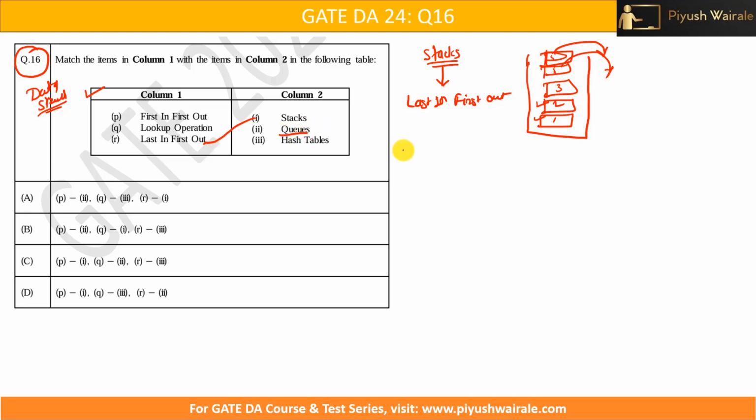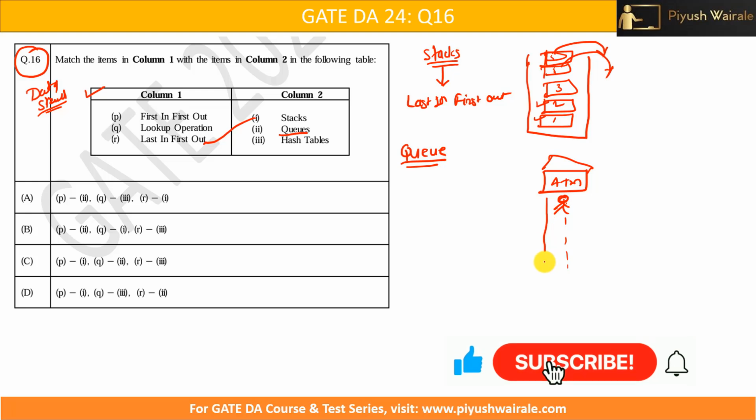Now what about queue? As the name suggests, queue. For example, I have this ATM. Now there is one long queue. People are standing in this queue line. So who is going to withdraw the cash first? The person who enters the queue first. For example, this particular person is standing at the first position. So he will enter the ATM first, and first he will withdraw the money.